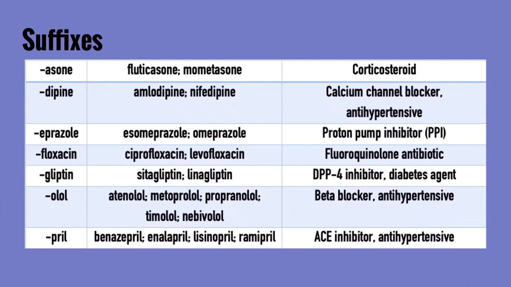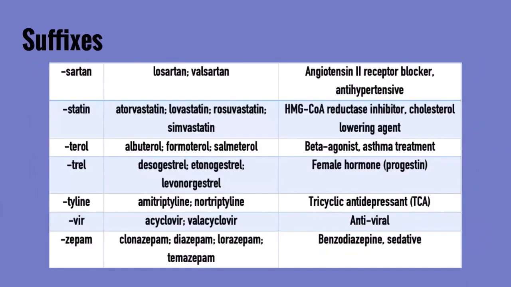If it ends in pril, like benazepril, enalapril, lisinopril, or ramipril, it is an ACE inhibitor or an angiotensin converting enzyme inhibitor, but it's an antihypertensive. It lowers blood pressure. Next, if it ends in sartan, like losartan or valsartan, these are angiotensin II receptor blockers, but they're also antihypertensives.